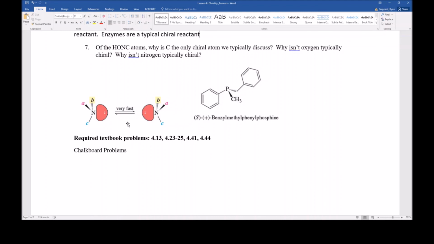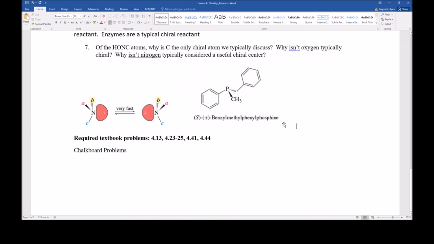So if you spent your life trying to synthesize a chiral nitrogen, you would be wasting your life because that chiral nitrogen, the second you make it, it would flip over. Most likely it would flip back and forth so quickly that you wouldn't be able to isolate that. So we don't treat nitrogen as a useful chiral center. So why isn't nitrogen typically chiral? Well, I'd say why isn't it typically considered a useful chiral center is a better way of thinking about that one. And the answer is because it constantly inverts. Oxygen isn't typically chiral because it's got two lone pairs, and nitrogen isn't a useful chiral center because it's constantly inverting.